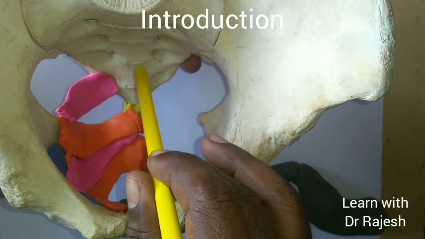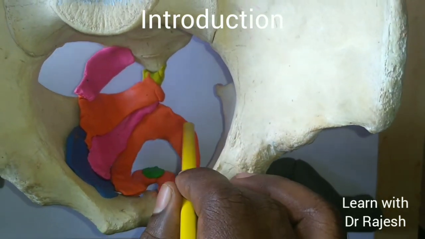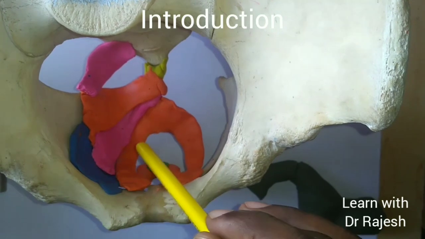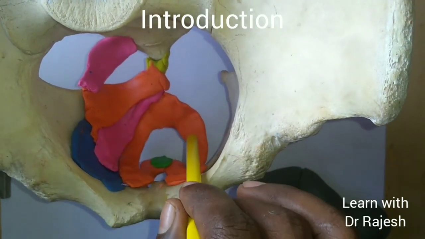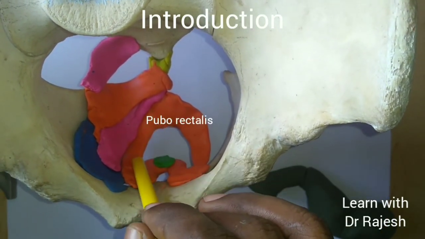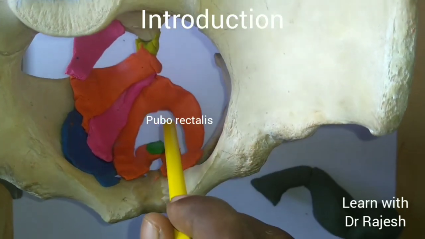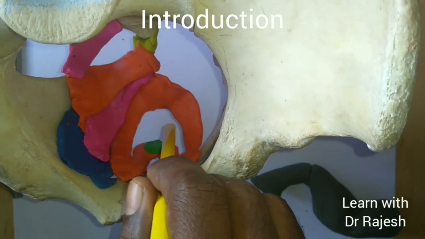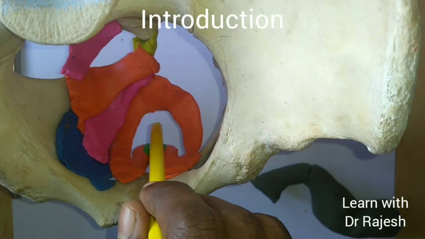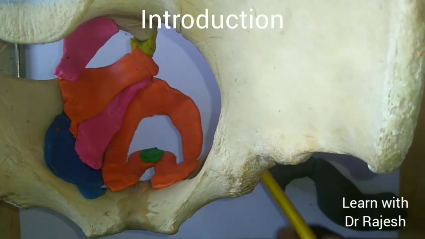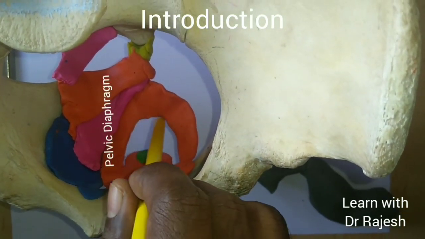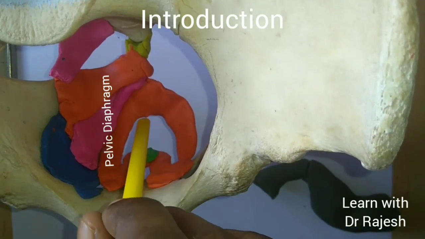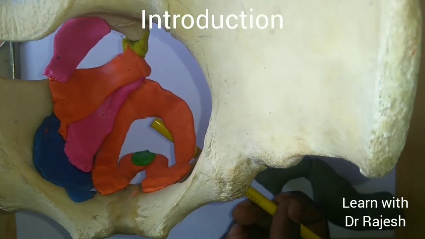This is a model of the pelvis and the pelvic diaphragm. These are the muscles of the pelvic diaphragm. Now we need to know about this muscle alone. This is actually the puborectalis. And the opening we have here is the one through which the rectum is going to continue as the anal canal below the level of the pelvic diaphragm.